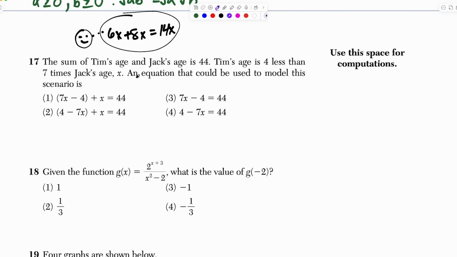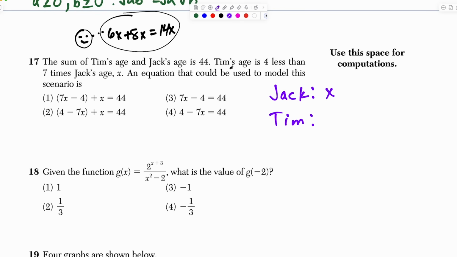Question 17, the sum of Tim's age and Jack's age is 44. Tim's age is 4 less than 7 times Jack's age x. An equation that could be used to model this scenario is, and we have these options to choose from. So for this one, I'll just write out Tim and Jack. So we have Jack and we have Tim. And this is the type of question that you might have to reread more than one time. So we have Jack's age is x. So I'm just going to put an x by Jack's age.